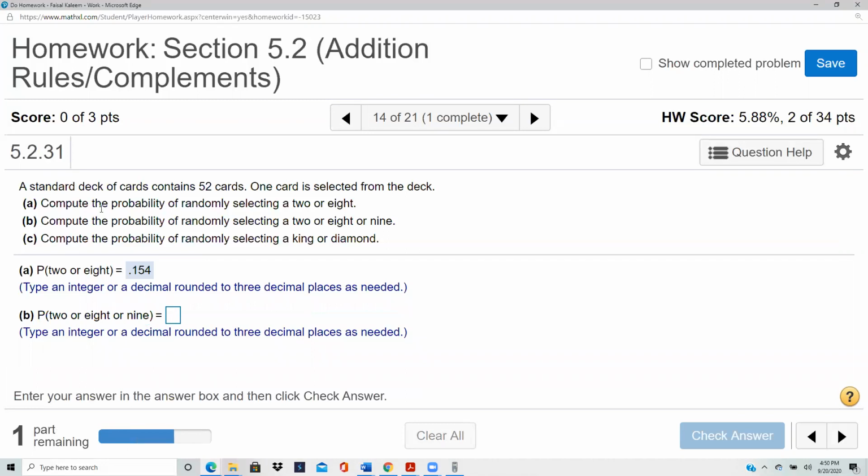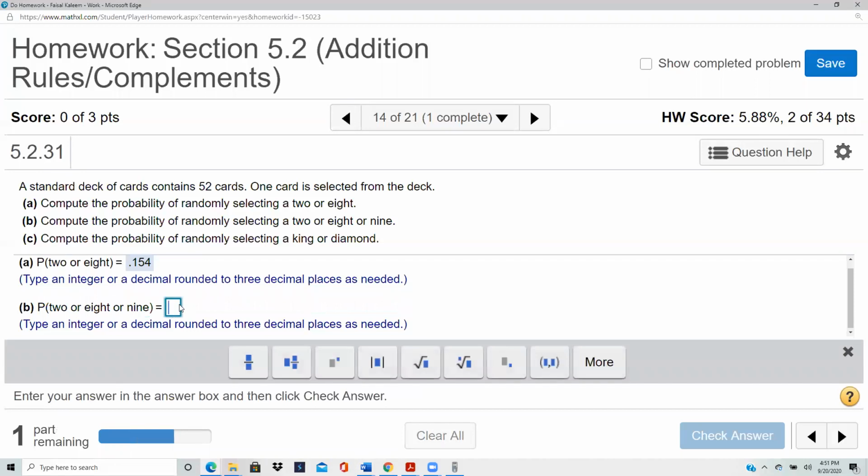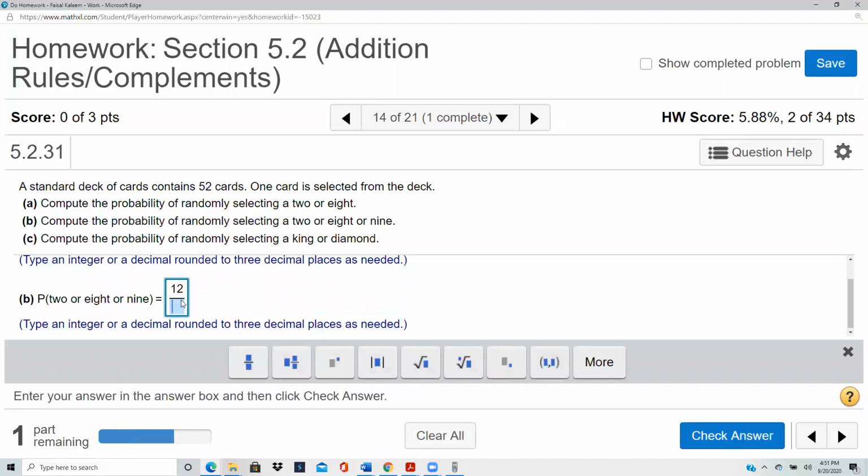And then compute the probability of selecting a 2 or 8 or 9. So similarly, there are 4 2s, 4 8s, and 4 9s. So that's 12 cards. So now you would do 12 divided by 52, and I think it's 0.231.